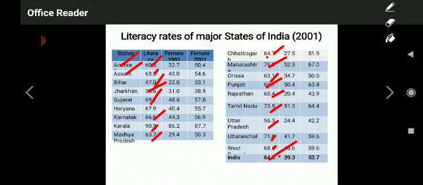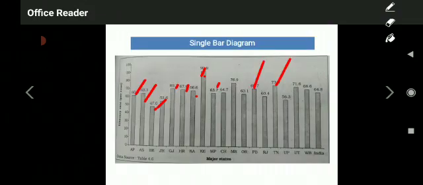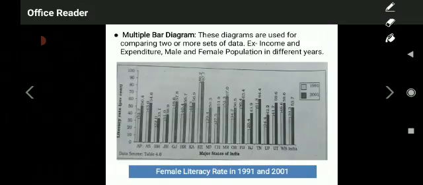Now coming to the next one, that is the multiple bar diagram. In the beginning itself I said multiple bar diagrams are as good as component bar diagrams. These diagrams are used for comparing two or more sets of data. For example, income and expenditure, or the male and female ratio of population in different years, or else the literacy rate of male and female in a country. And what was the literacy rate of male, or only female, in different years.